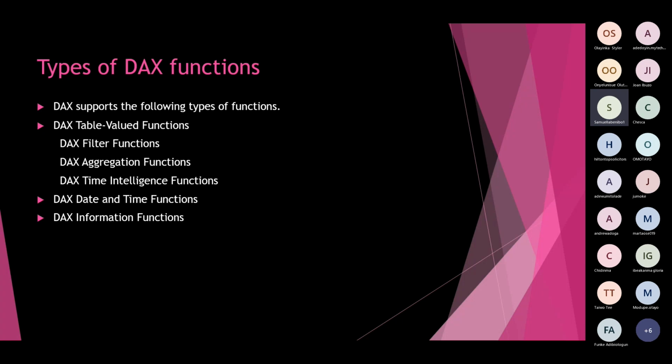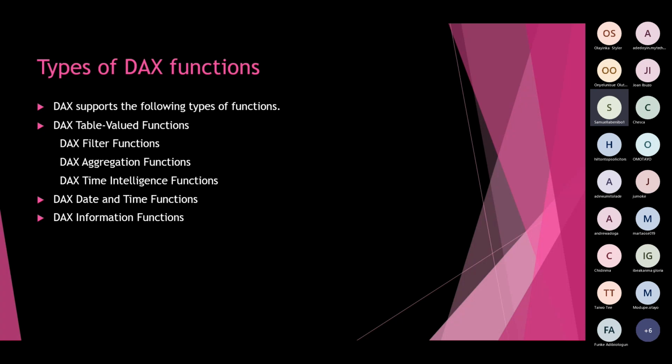So the ones they call the table valued functions. Examples are the filter functions, and it uses the DAX function name as filter, right? Or add columns and the rest of them. Then you have the DAX aggregation functions. Aggregation functions are usually used for mathematical expressions like the sum, average, count, max, right? You want to see the minimum number, the maximum number, the average, and all of that stuff. Those are called aggregation functions.